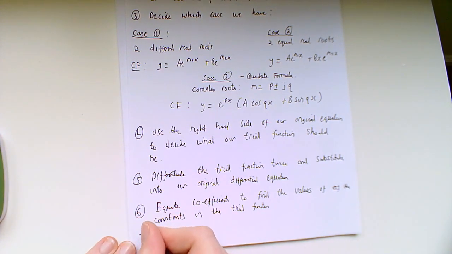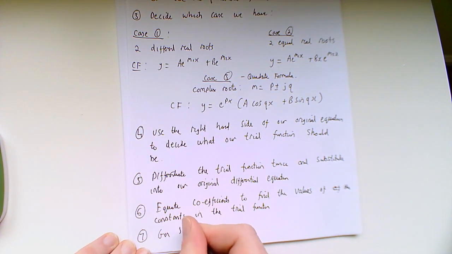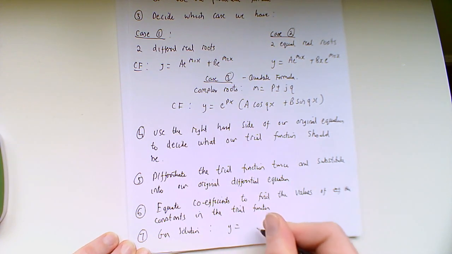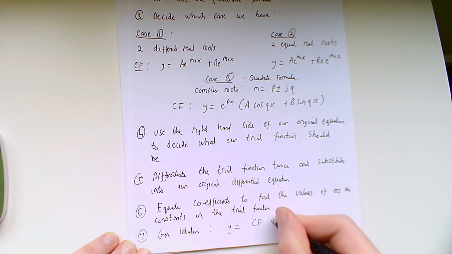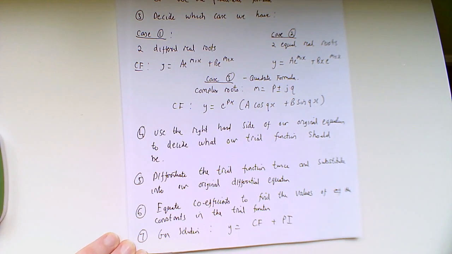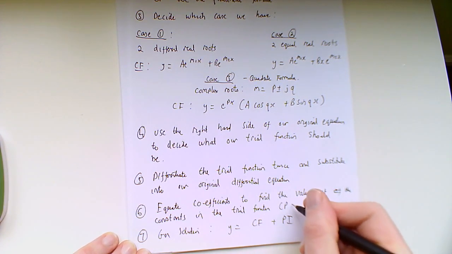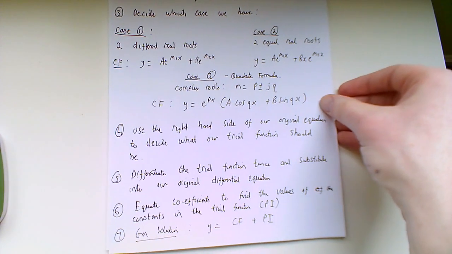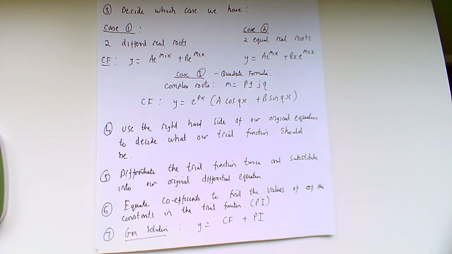And remember that your general solution is y equals your complementary function plus what you get for your particular integral, or your trial function. So this bit here is your particular integral. Okay? So that is the first 7 steps. That's what we did last week when we wanted to find the general solution. But we are not looking to find the general solution here. We are looking to find the particular solution.